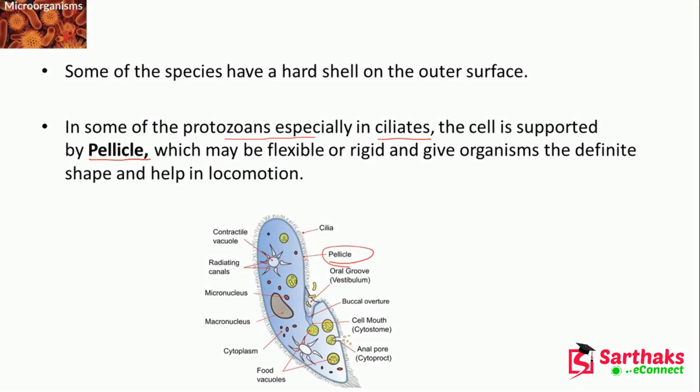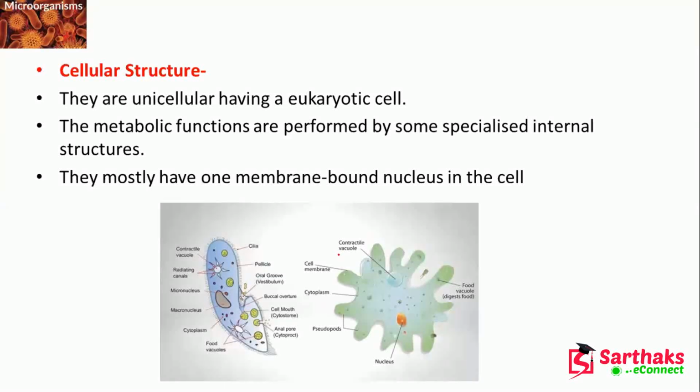You can see this is the support, which can be more flexible or rigid, and it gives the organism a definite shape and helps in locomotion. This is a very important thing. Now the next thing is the cellular structure. They are unicellular and have a eukaryotic cell. I have already told you that they are unicellular, that means a single cell.